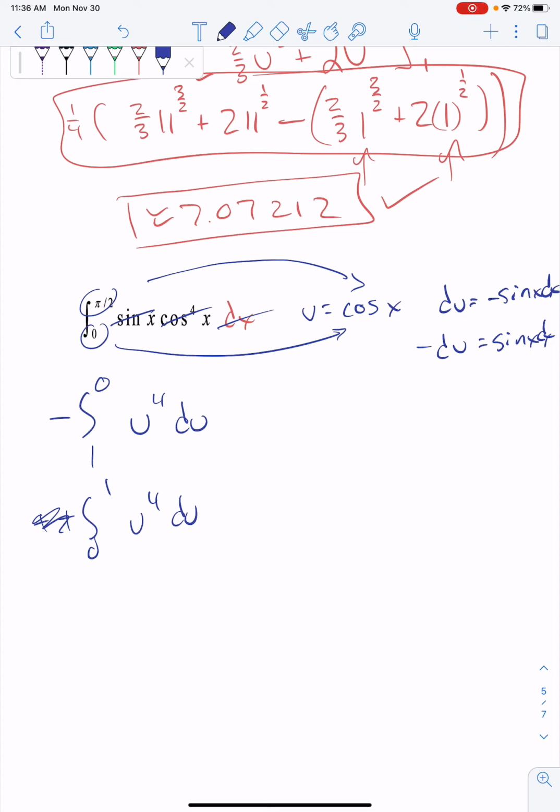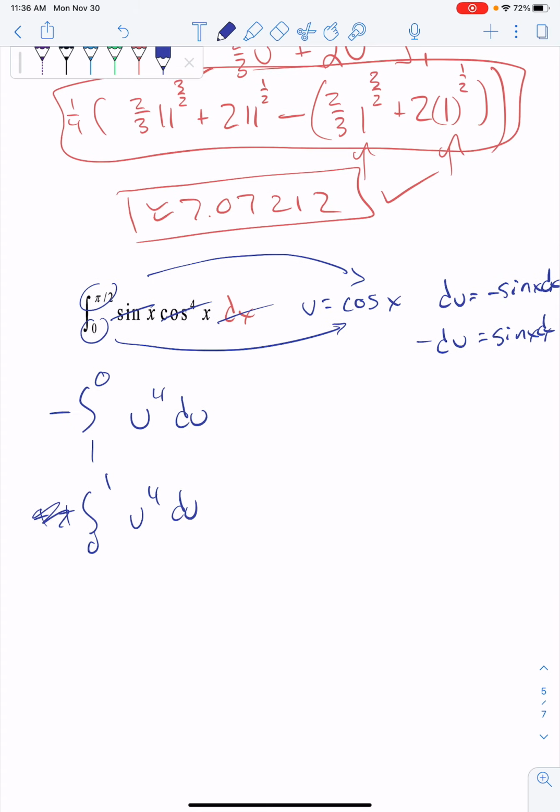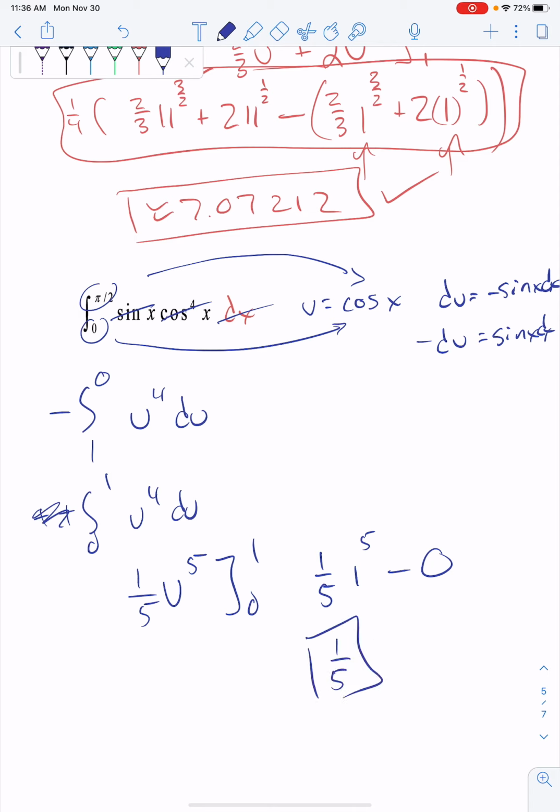And the nice thing here is I got rid of all of that trig. All I'm left with is a normal function. So this just becomes u to the 5th, and I put 1/5 out in front, and I integrate from 0 to 1. When I plug in a 1, I get 1/5, 1 to the 5th, minus when I plug in a 0, 0. So I just end up with 1/5 as my answer. So it took a really ugly problem and gave me a really good-looking solution right there.